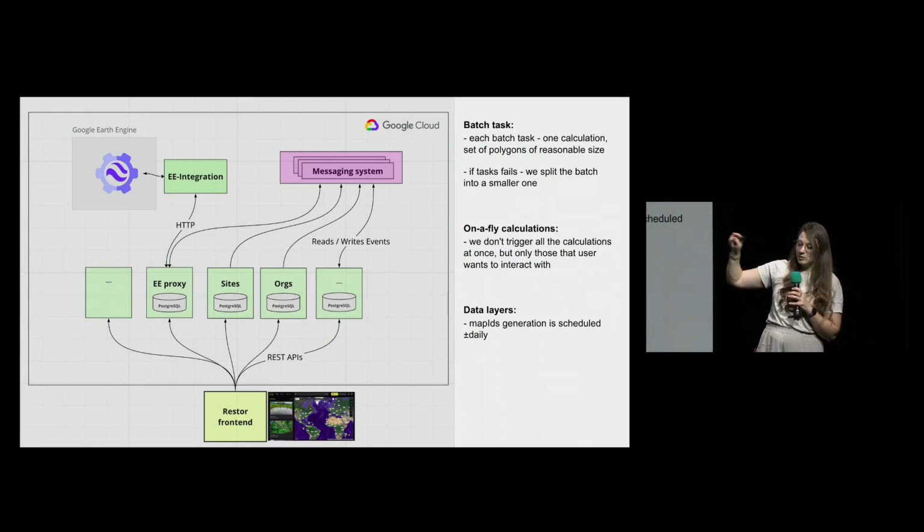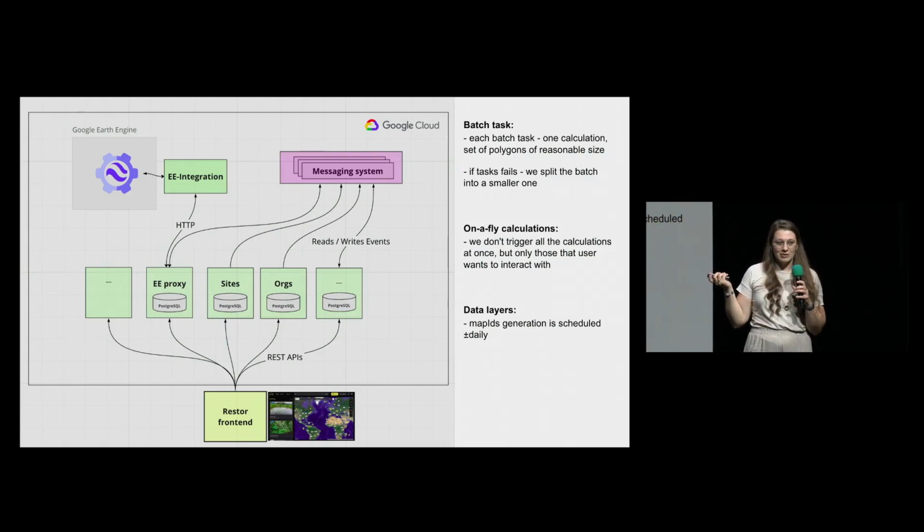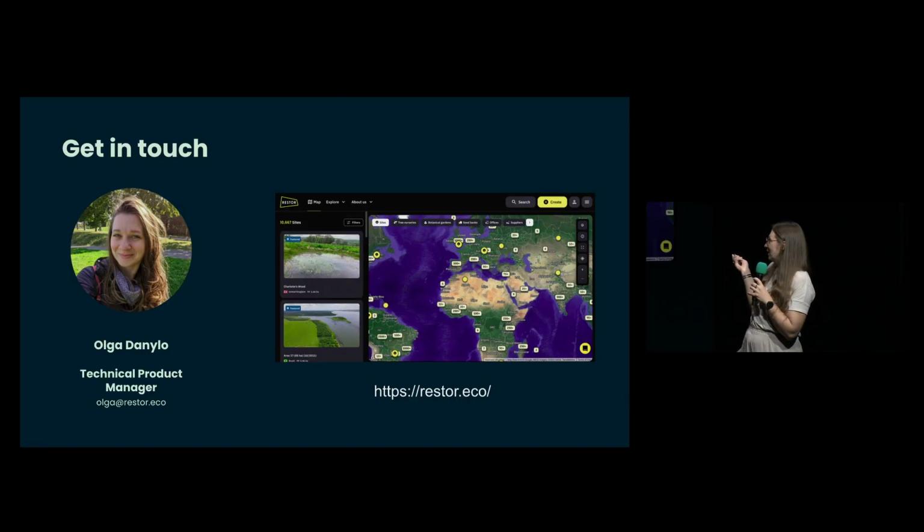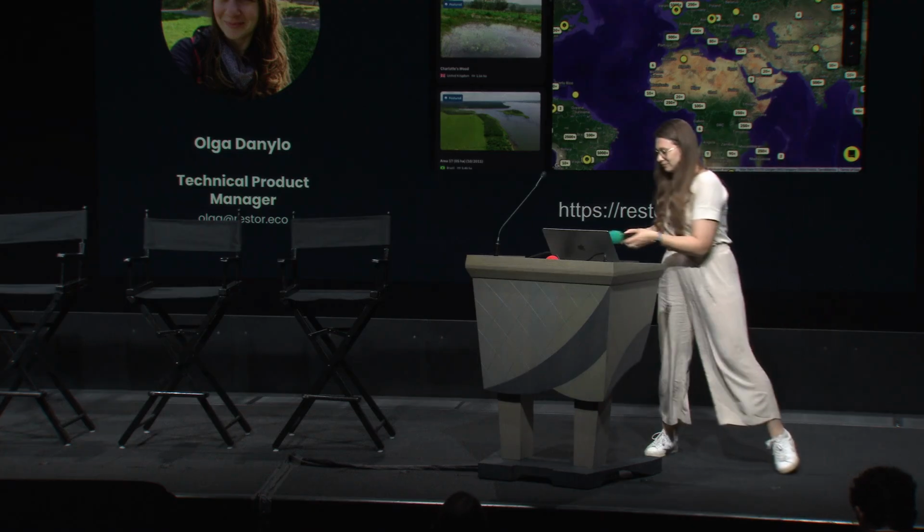What the proxy would be doing, it would be implementing some logic based on the vertices of your polygons. It would split into smaller tasks and submit different batches that we will later store in the database, and you will have the data available. So that's very simple, talking about how our architecture looks. You can go explore sites, organizations, and collections on the platform, but in a nutshell, that's what we do. That's Restor. Happy to talk more afterwards.